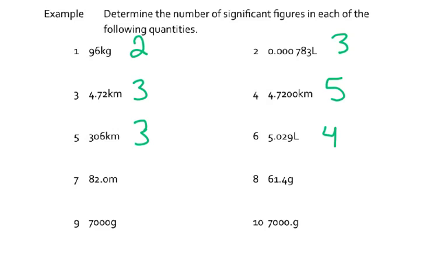Seven again is kind of like 4. We have a 0 that is at the end and also after the decimal. That 0 is a conscious choice to put in. That 0 is significant. 3 significant digits. 8, again, we have all non-zero digits. They are all significant. 3.